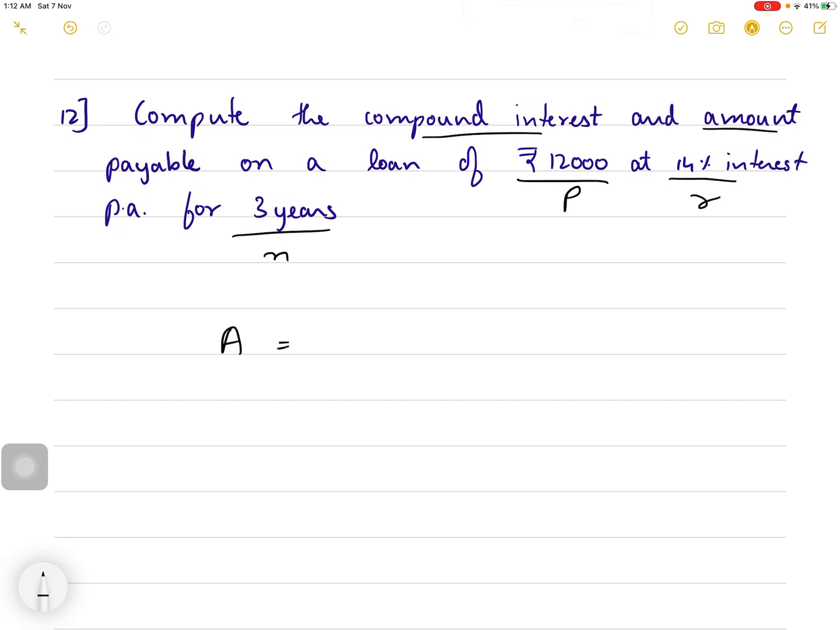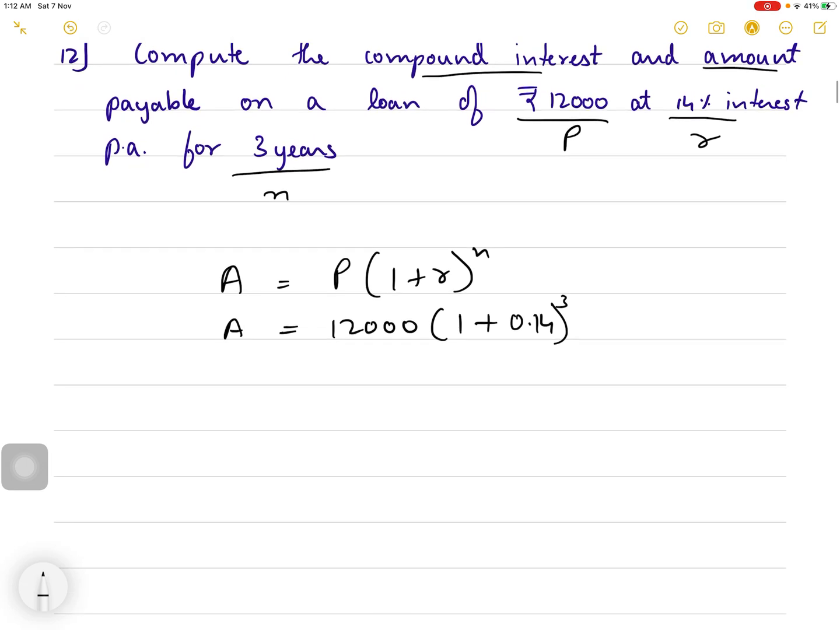So A is equal to P into 1 plus R raised to N. So A is equal to 12,000 into 1 plus 0.14 raised to 3. Okay. So A is equal to 12,000 into 1.14 raised to 3.